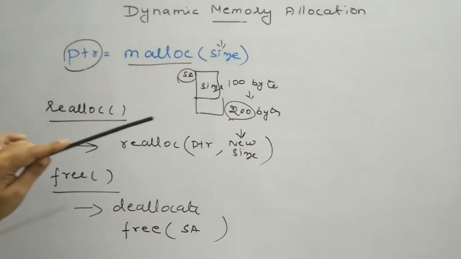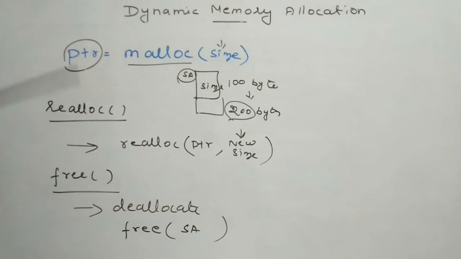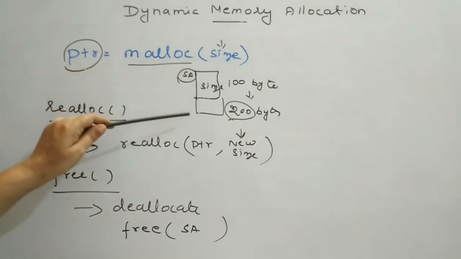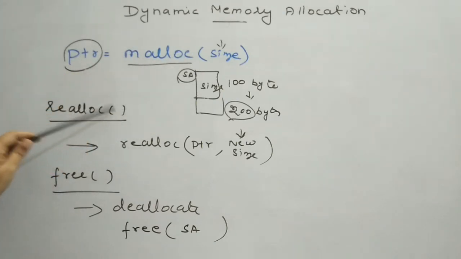For implementing this dynamic memory allocation, we have used functions. One is malloc and calloc. Malloc and calloc are used to allocate the blocks of memory. And then realloc is the function which is used to reallocate the memory size which is already allocated by malloc and calloc function. And the last function is free. Free is to deallocate the already allocated memory block.